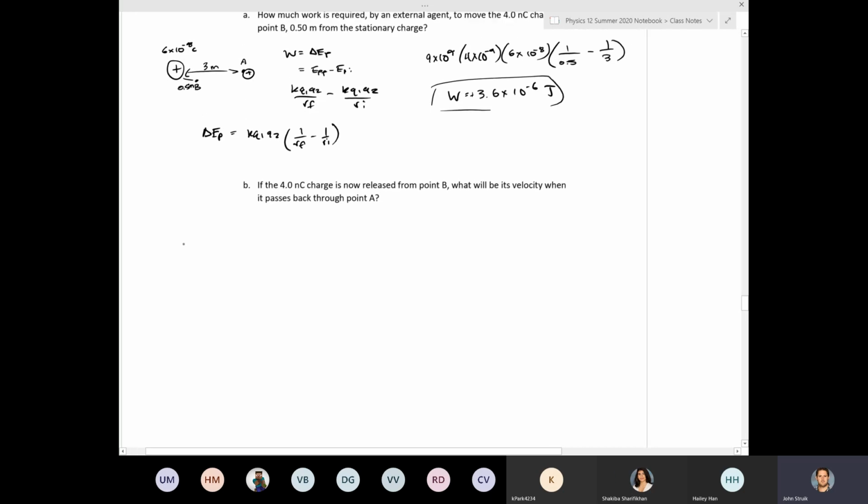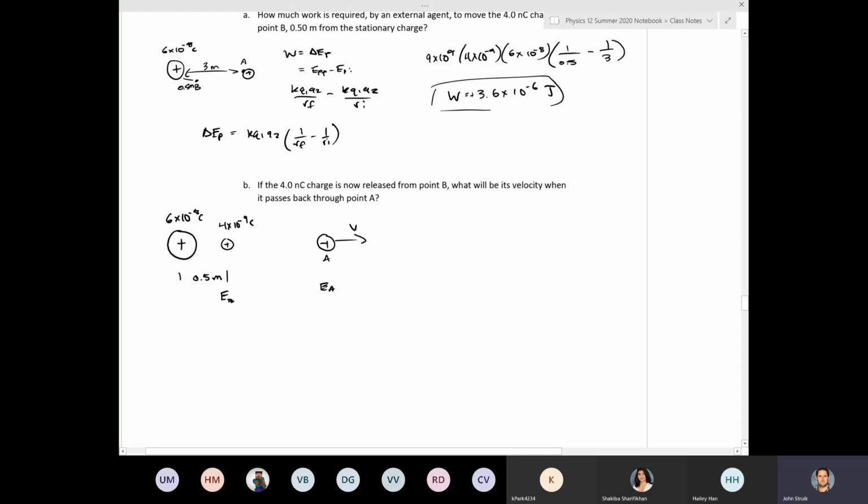And so what happens is you have this 6 times 10 to the negative 8 coulomb charge, and then we have our 4 times 10 to the negative 9 charge at 0.5 meters away. If we release it, it's going to be flying this way, going that way at some v when it passes back through point A, and point A is 3 meters away. So what we can do is say, what is its energy at B? Compare that to the energy at A.